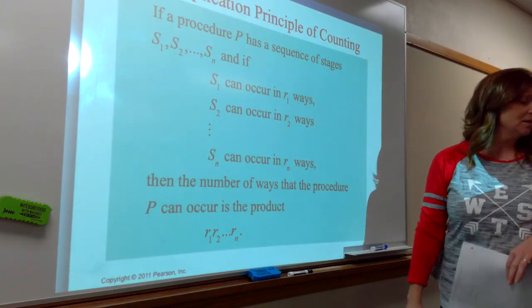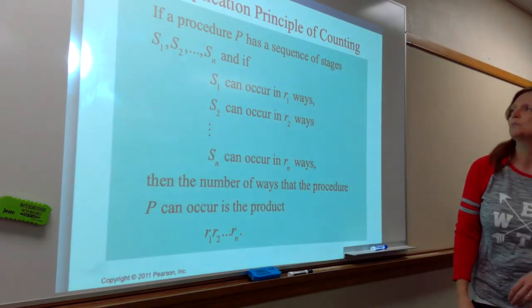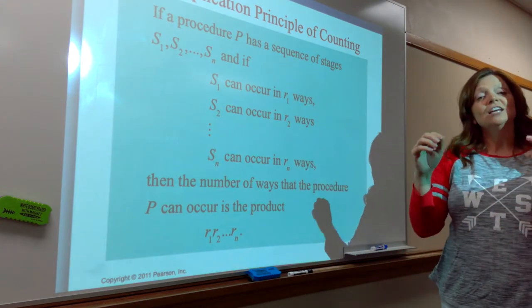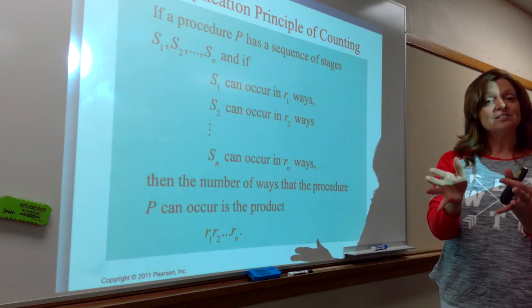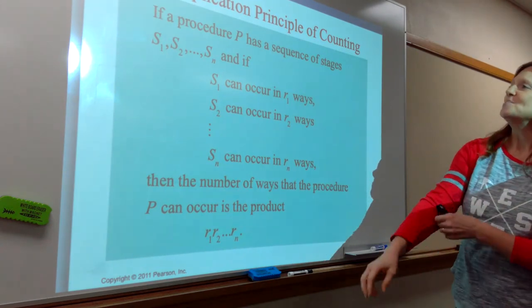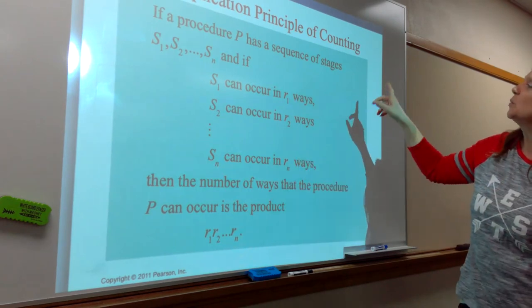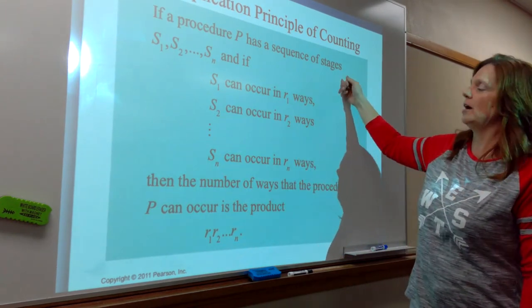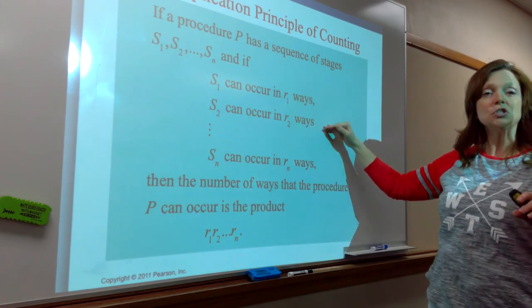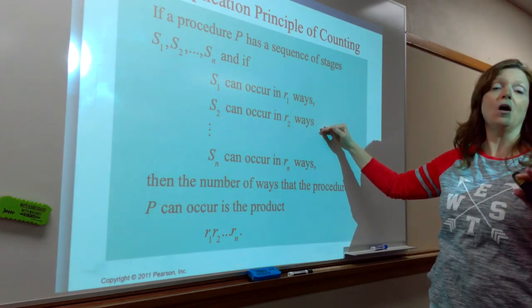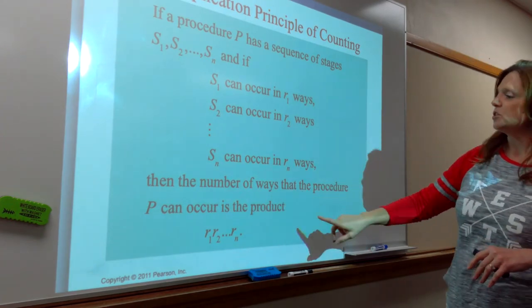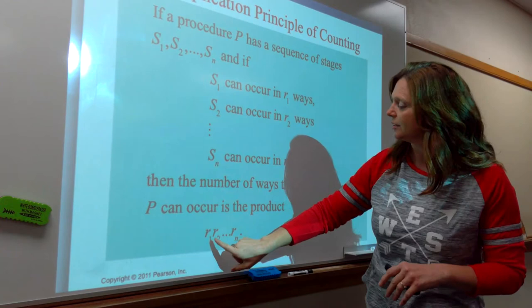This is the problem-solving strategy that most people choose, and it's called staging, right? So we have stage 1, pick the first letter. Stage 2, pick the second letter. Stage 3, pick the third letter. And so if a procedure has a sequence of stages, okay, stage 1 can occur in r1 ways, stage 2 can occur in r2 ways, and so on. Then the number of ways that the procedure can occur is the product of each of those.